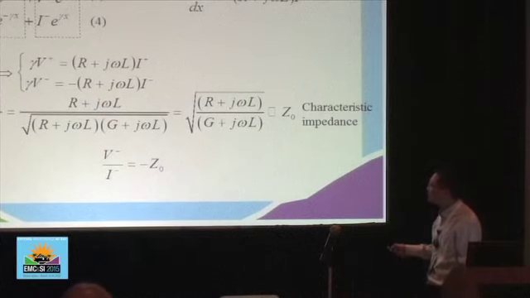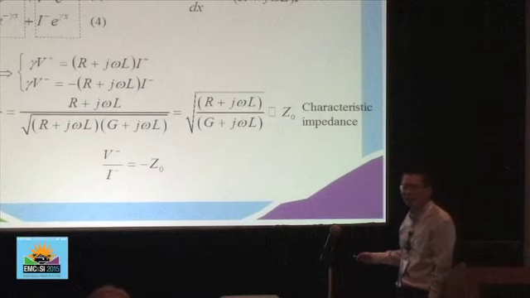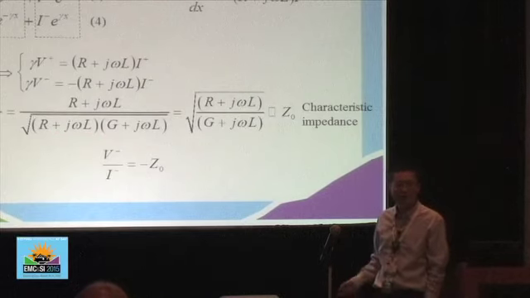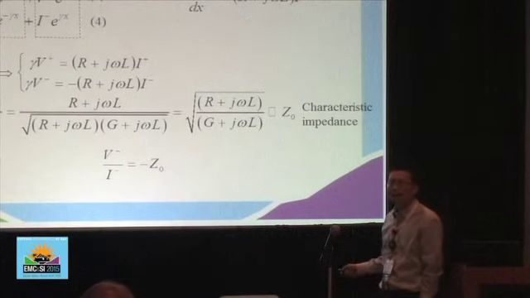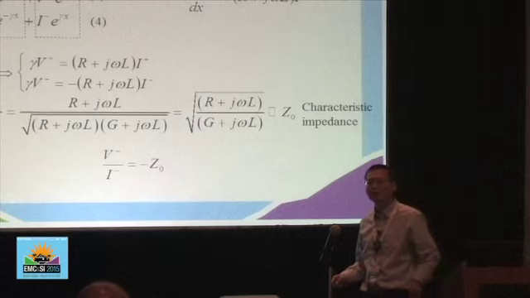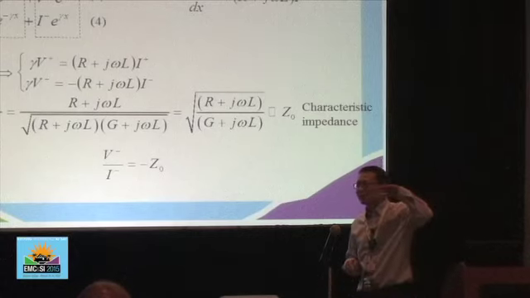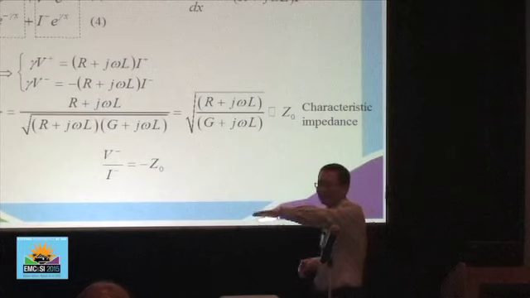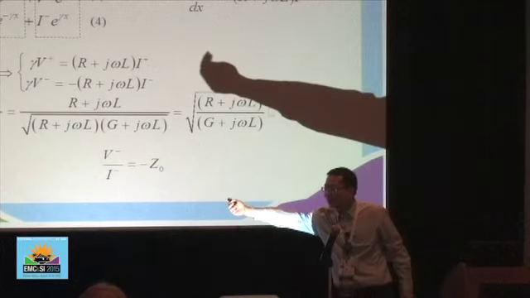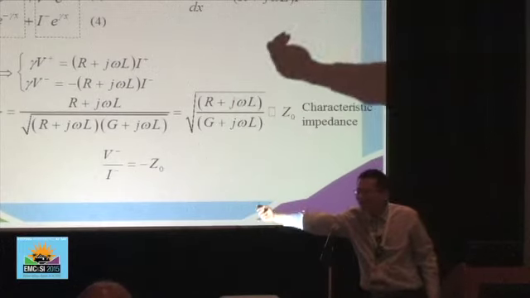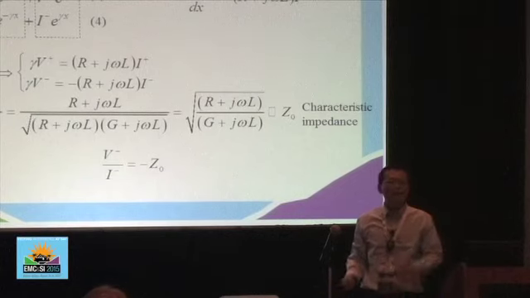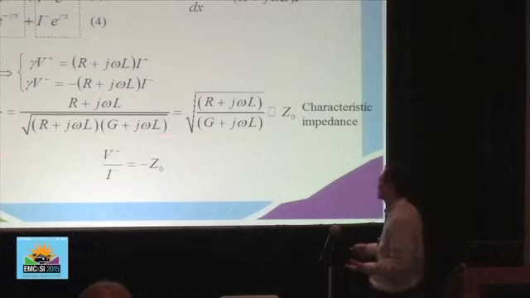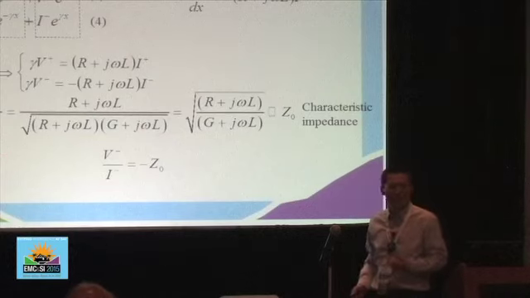And similarly, you can find the ratio of the left-going voltage to the left-going current wave is also Z0, except there's a negative sign there. The negative sign is because when we define current, we always define the positive current from left to right. And for the left-going wave, current is going the opposite direction, so you get a negative sign here. But after all, the ratio is, in general, still the characteristic impedance.